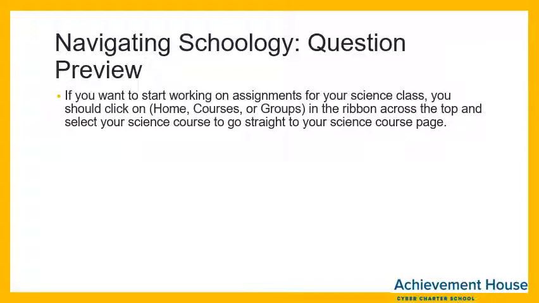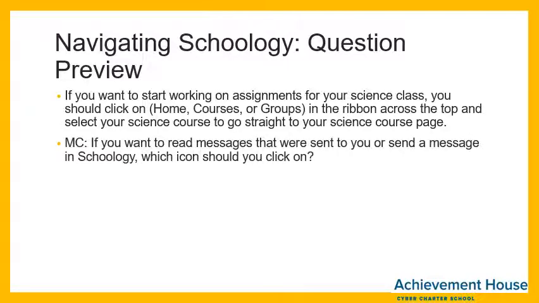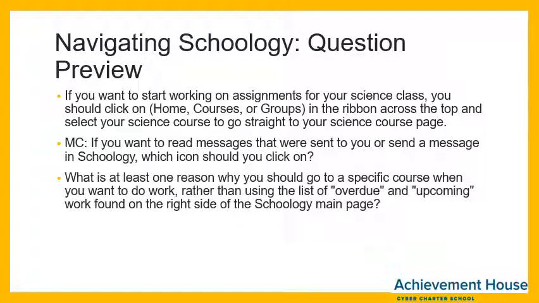If you want to start working on assignments for your science class, you should click on which of the following in the ribbon across the top and select your science course page to go straight to your science course page. If you want to read messages that were sent to you or send a message in Schoology, which icon should you click on? What is at least one reason why you think you should go to a specific course when you want to do work, rather than using the list of overdue and upcoming work found on the right side of the Schoology main page?